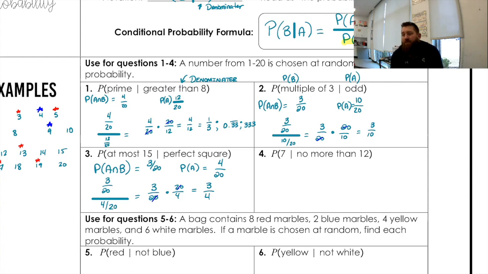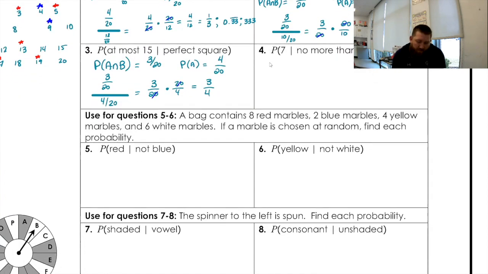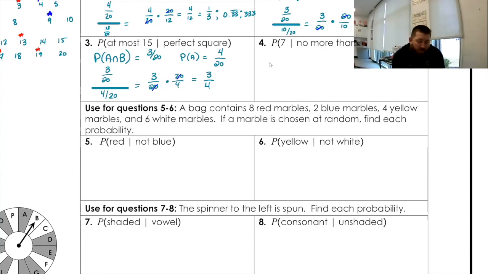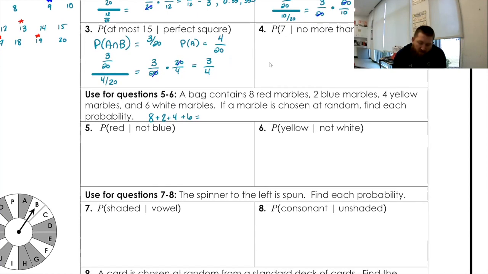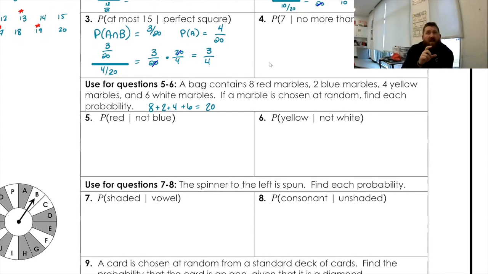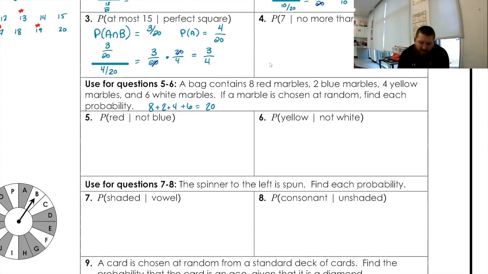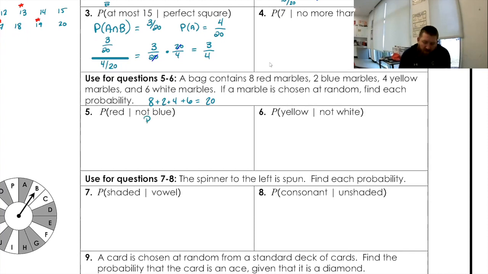Now, we look at the next one. We've got 8 red, 2 blue, 4 yellow, and 6. If a marble is drawn at random, so first off, let's add them together. 8, 2, 4, and 6. There's 20 total marbles in that bag. If a marble is drawn at random, find each probability. So let's just do it our old way first, and then let's see if we can figure it out as we go. So not blue. So the probability that this thing is not blue would be 18 out of 20.